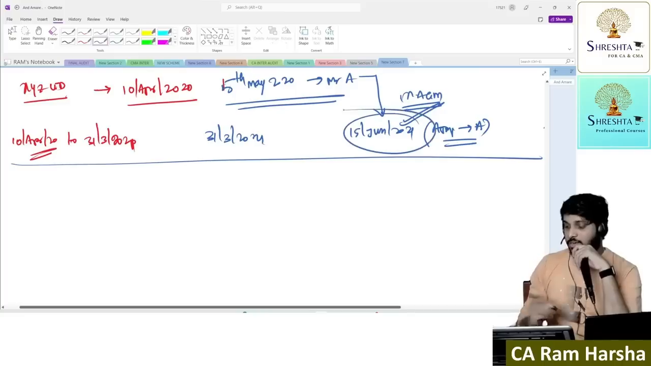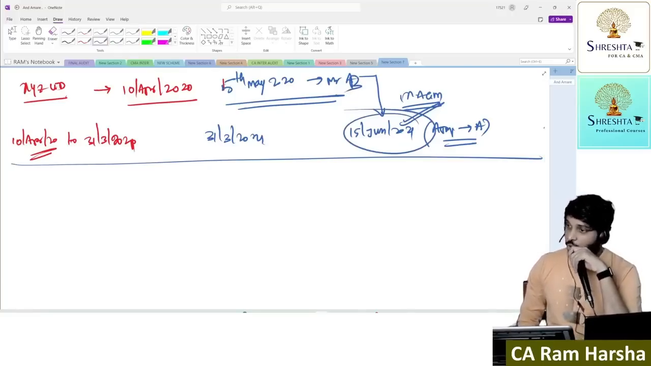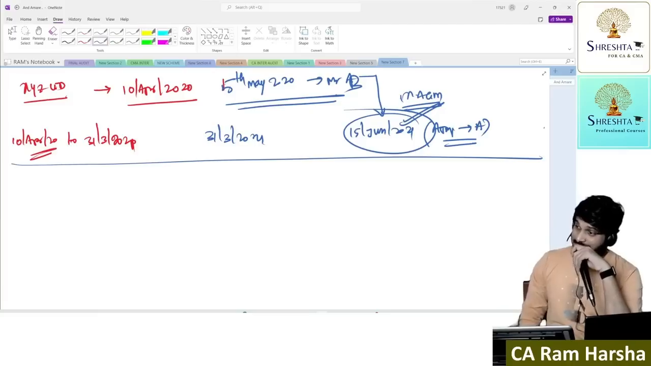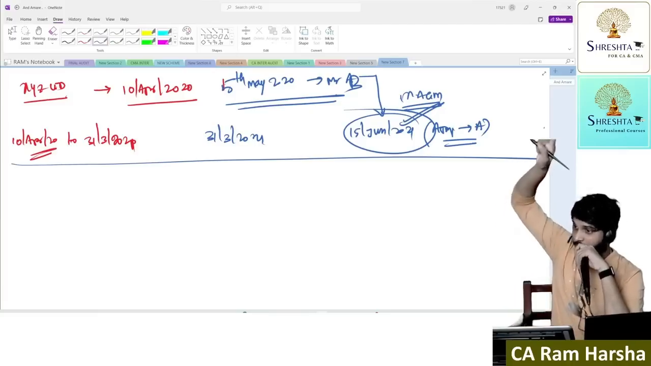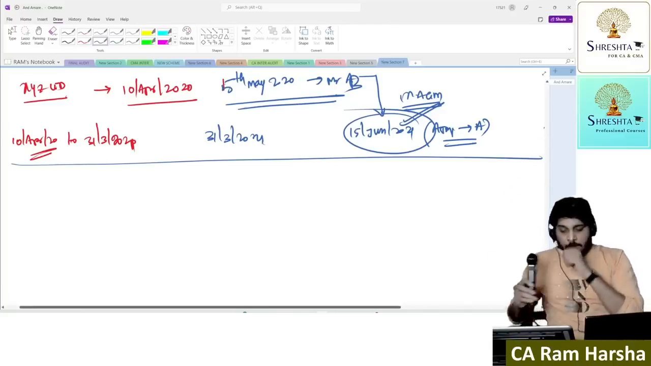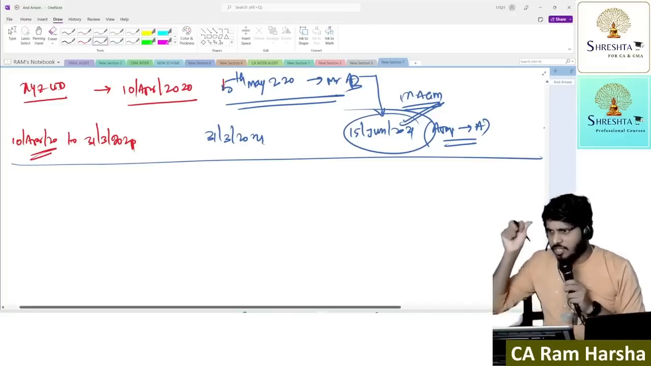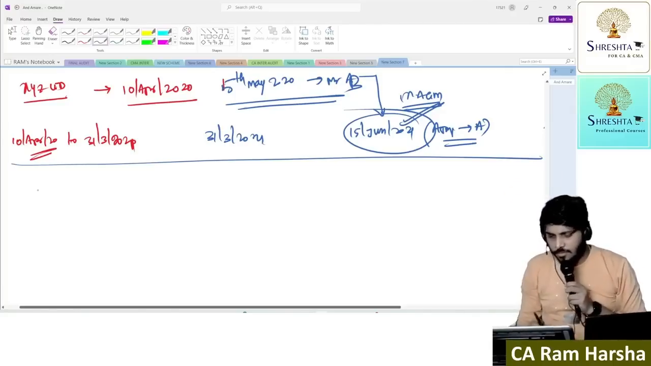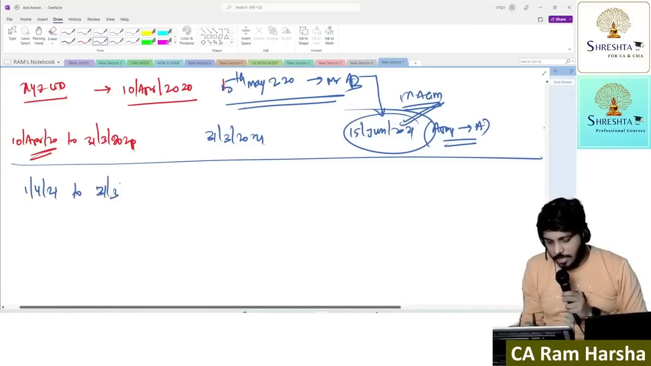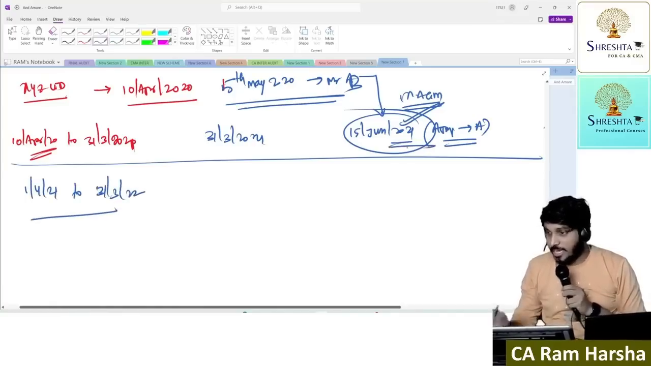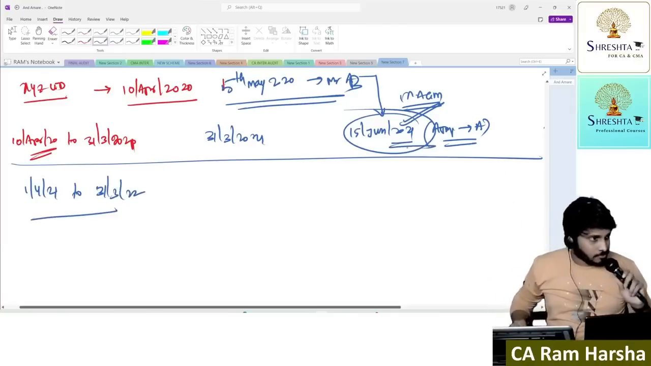Now first, he will do audit of which year? Or let us assume Mr. B is appointed as subsequent auditor in the first AGM, whose appointment is valid up to the 6th AGM from the conclusion of the first AGM. Now Mr. B will do audit of which year first? 1st April 21 to 31st March 22. So 21-22 he will do audit.